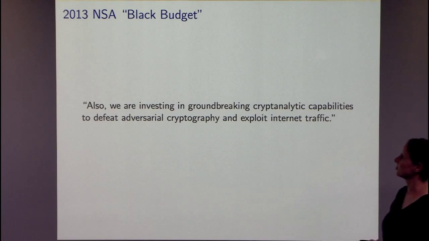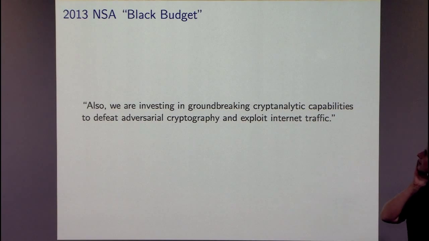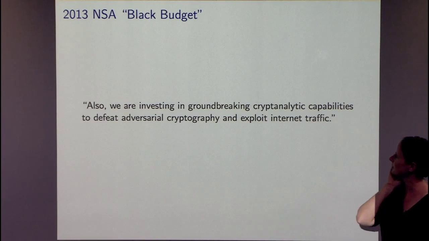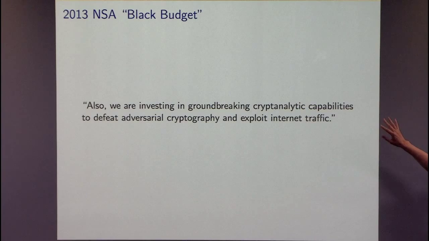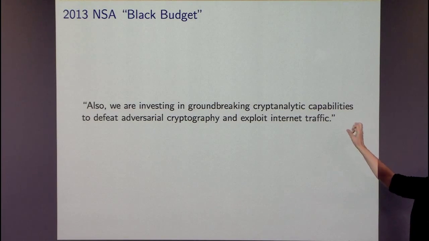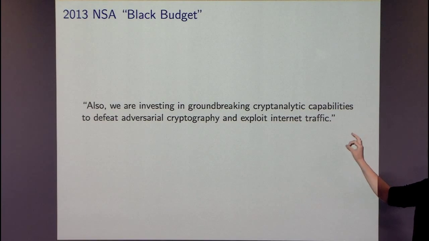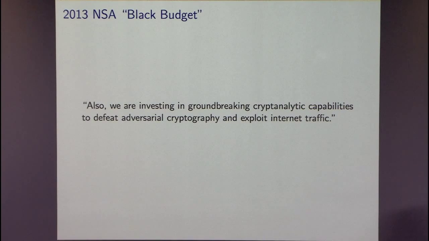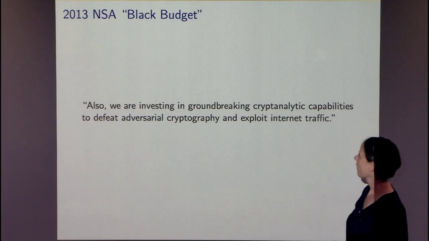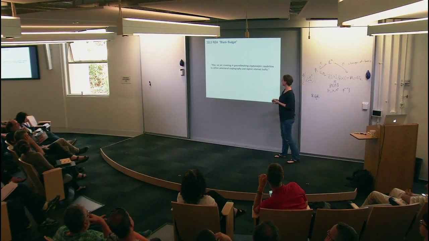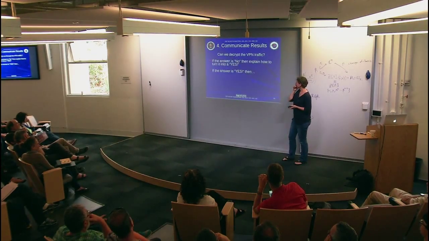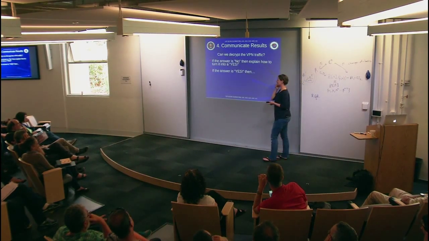So this is from the Snowden leaks, a brief quote from the 2013 NSA Black Budget. We are investing in groundbreaking cryptanalytic capabilities to defeat adversarial cryptography and exploit internet traffic. So they're making it very clear that they are doing something online to the internet right now. What do you mean by adversarial cryptography? All right, keep averting your eyes if you have a clearance.